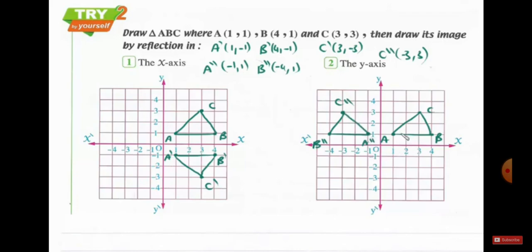Another figure, the reflection in the y-axis. Then we have to change the sign of x. Then we can say A dash (negative 1, 1), B dash (negative 4, 1), C dash (negative 3, 3). Then draw the reflection as we see.